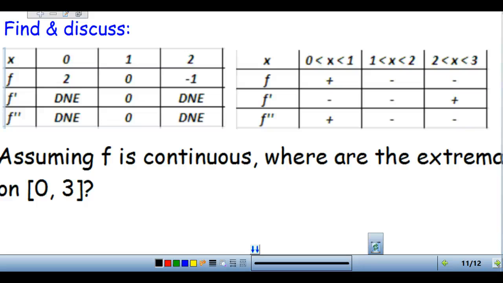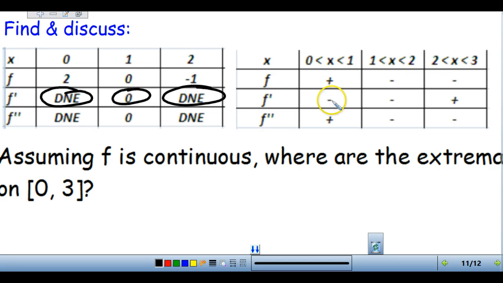So assuming that f is continuous, what are the extrema on 0 to 3? So remember, extrema can be where the first derivative has critical numbers. So at 0, the function's undefined. At 1, the function's derivative is 0. And at 2, the function's derivative is undefined.